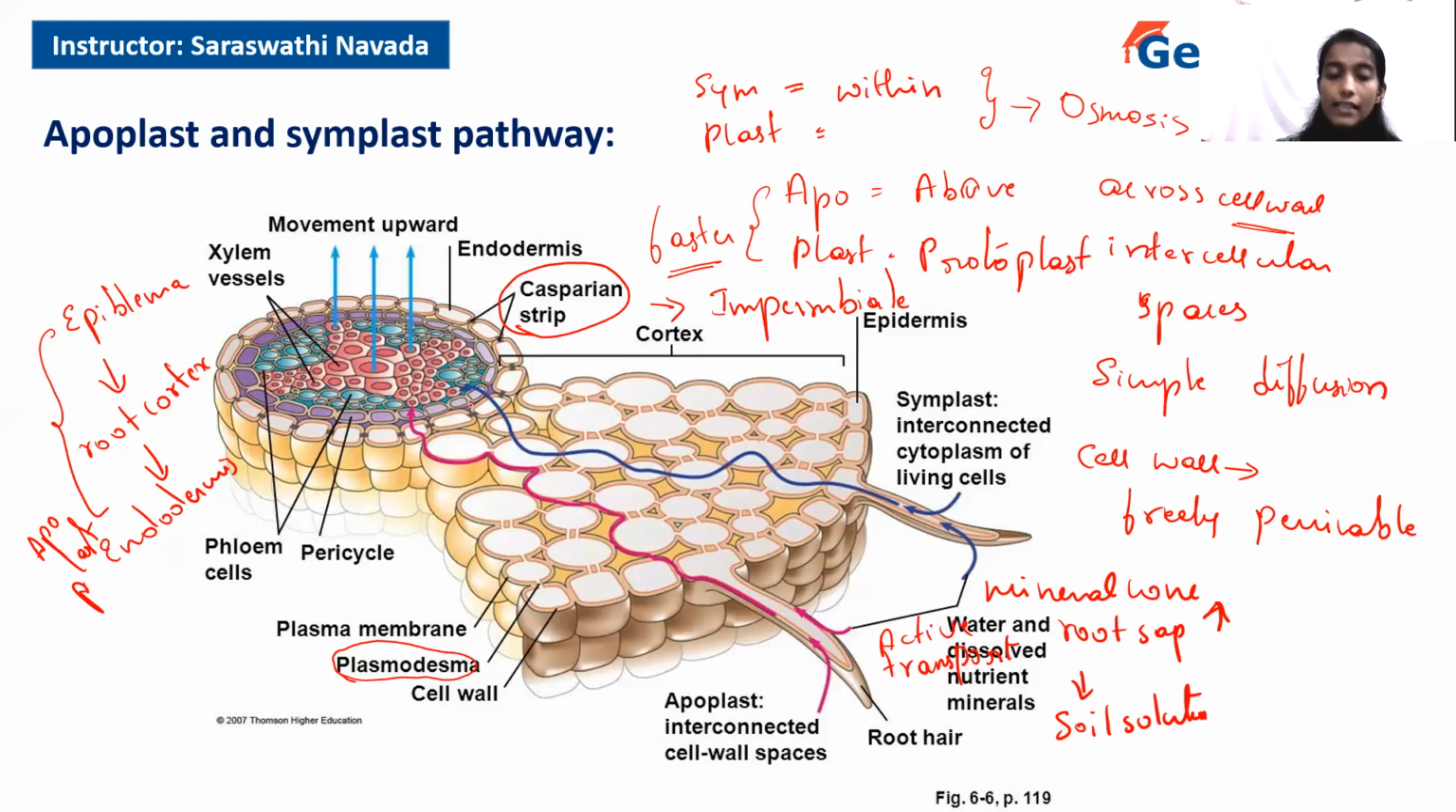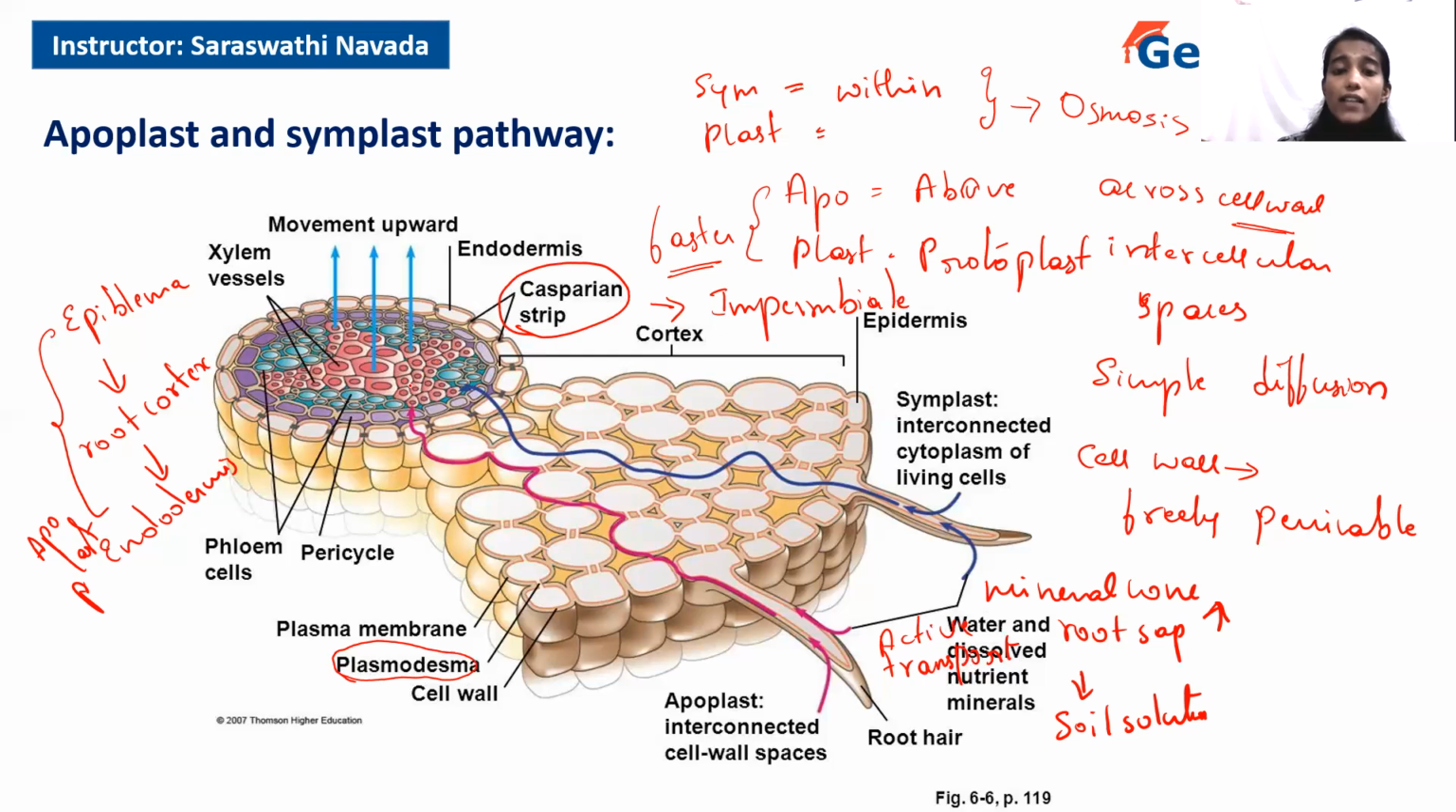In the symplast, as we have seen, water will enter into the cell. So from the endodermis to the xylem vessel, water will be transported through the symplast pathway. That is, water will enter into the endodermal cell. From there it will enter the pericycle, and from the pericycle it will enter the root vascular bundle or the stele portion of the root.